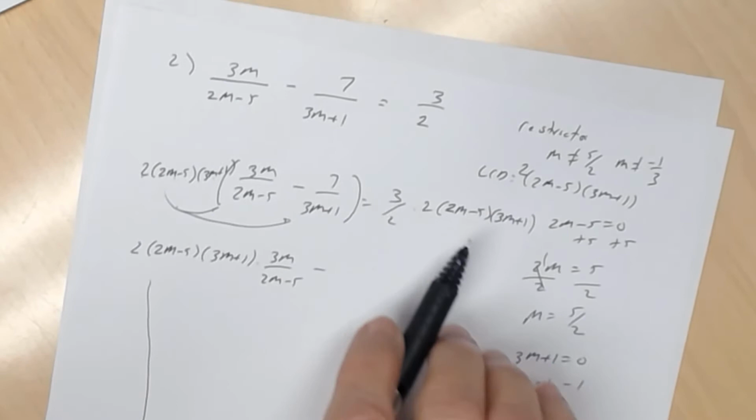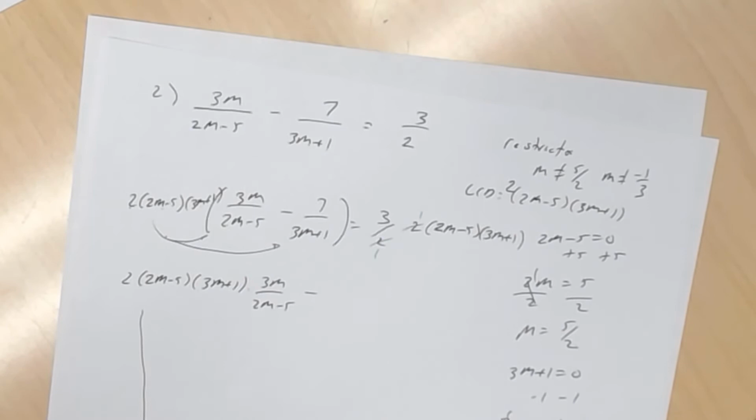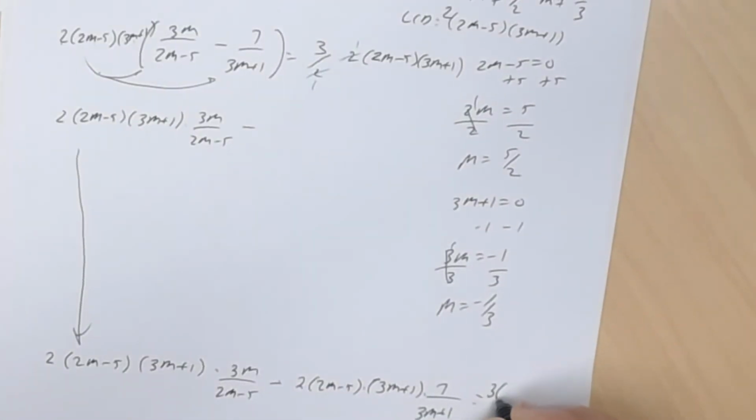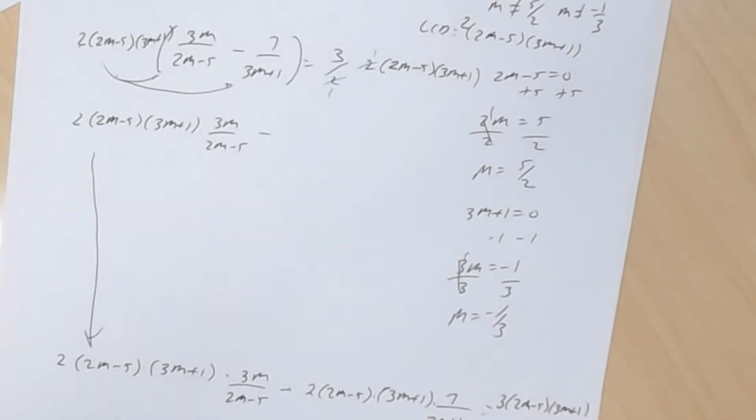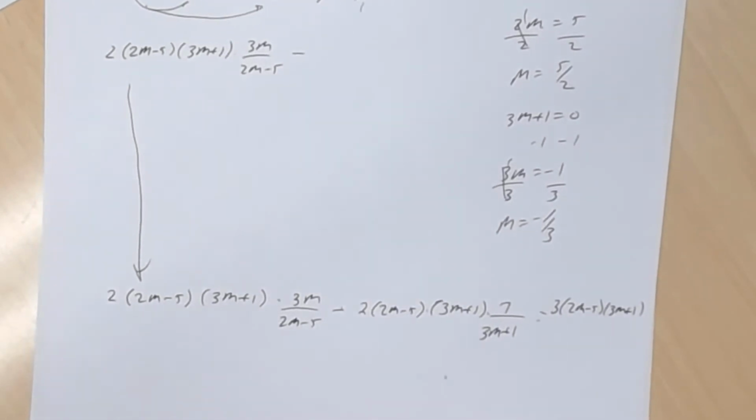Equal, and at this point I'm just going to reduce these. Okay, the 2's divide out, so you get 3 times 2m minus 5 times 3m plus 1. Okay, now listen carefully to what's going to happen. This is going to be pretty messy, so we need to reduce what we can. Let me see what we can do.